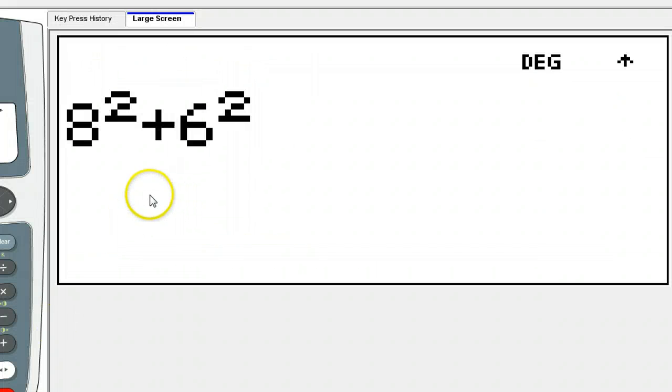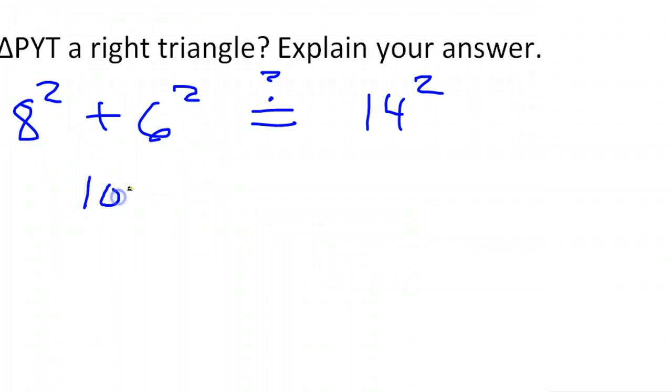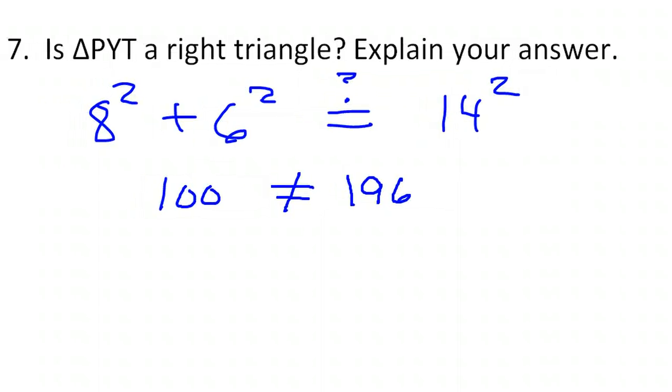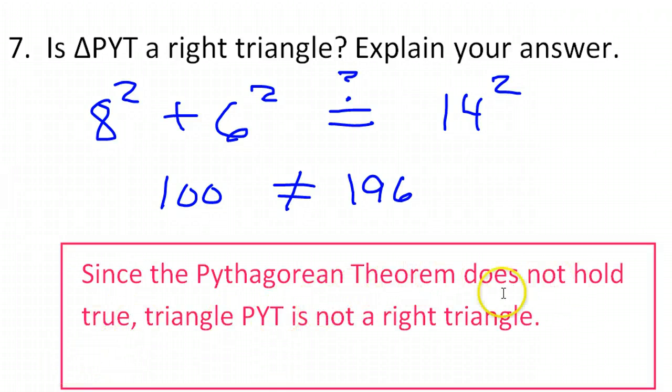8 squared plus 6 squared is 100. 14 squared is 196. So 100 does not equal 196. So that means that this is not a right triangle. So we could say, since the Pythagorean theorem doesn't hold, I'm going to type this. Since the Pythagorean theorem does not hold true, triangle PYT is not a right triangle.